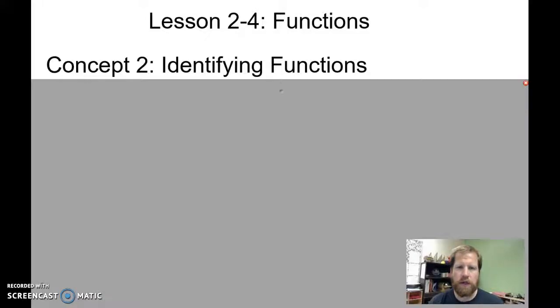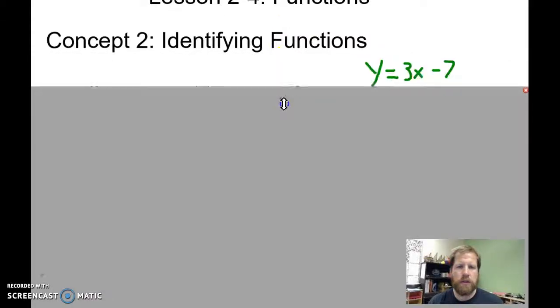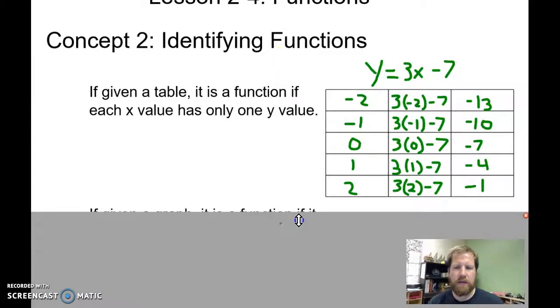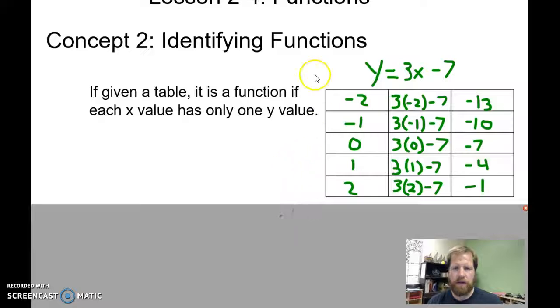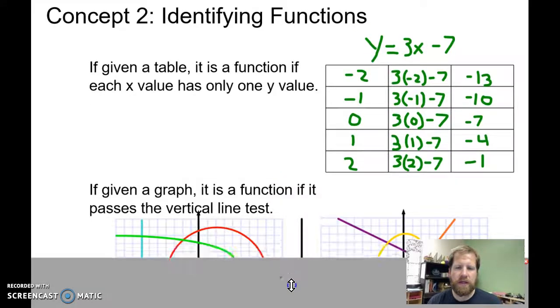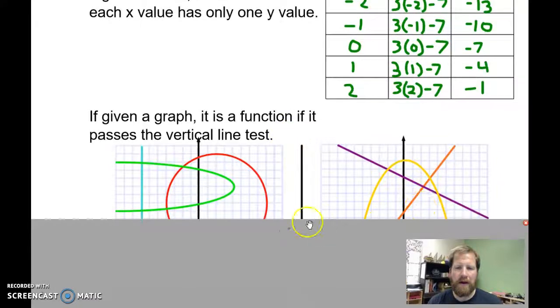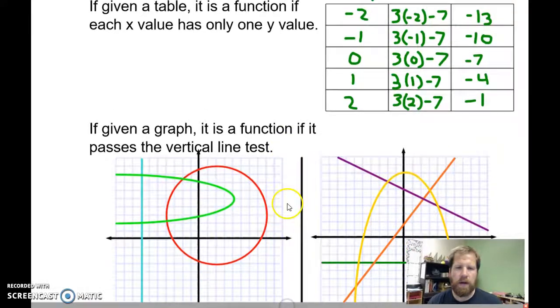Lesson 2.4, Concept 2, Identifying Functions. So there's two different ways you will see functions. You'll either see a function in equation or table form, and those two kind of go together, or you might see them in graph form.